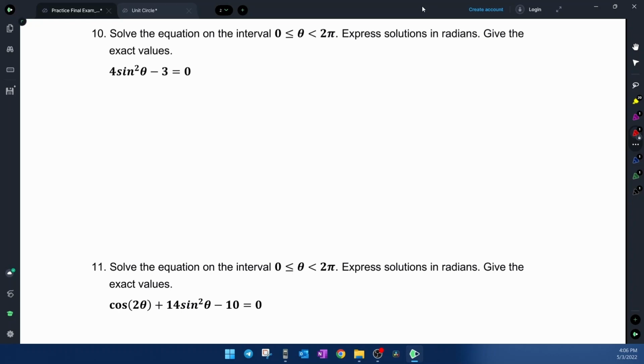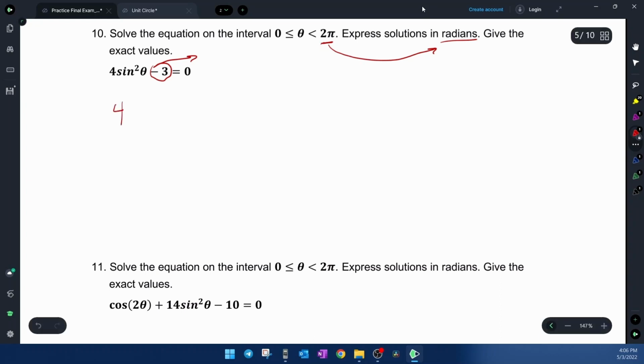Next, problem number 10. Solve the equation on the interval from 0 to 2 pi. And just to give you a little insight, if they say from 0 to 2 pi, that is an indication that they do want your angles to be in radians. So the first step to solve this equation, we're going to have to isolate the trig function since there is only one trig function, giving us 4 sine squared theta equals 3. Next, dividing both sides by 4, we'll have sine squared theta equals 3/4.